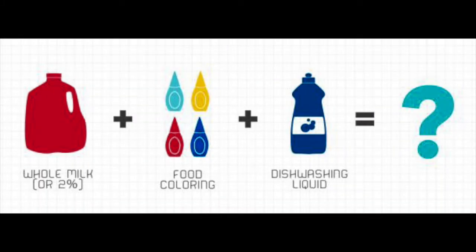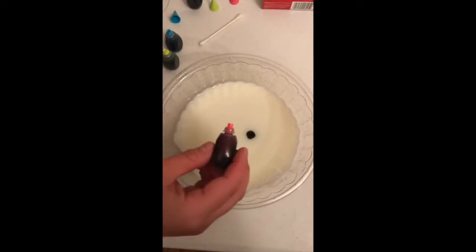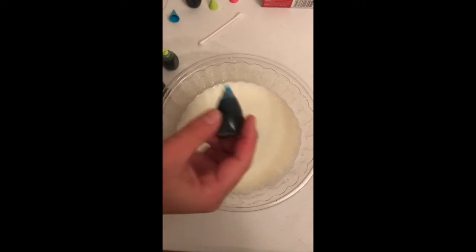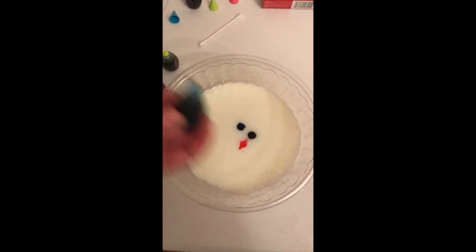For this experiment, we did food coloring, milk, and soap. When the cotton swab with the dish soap touches the milk, it floats on top and spreads over the surface, and the food coloring quickly moves away from the cotton swab.